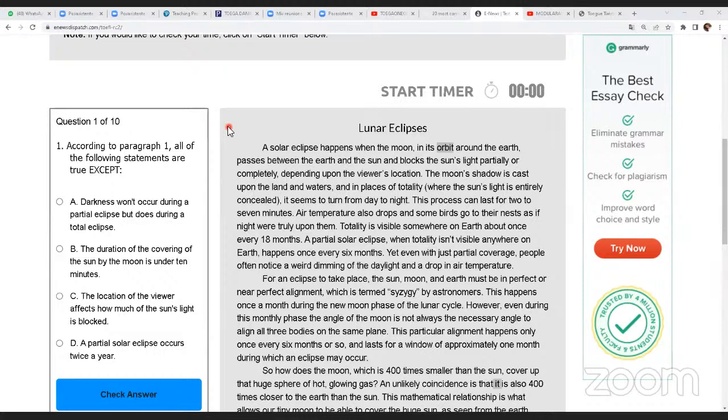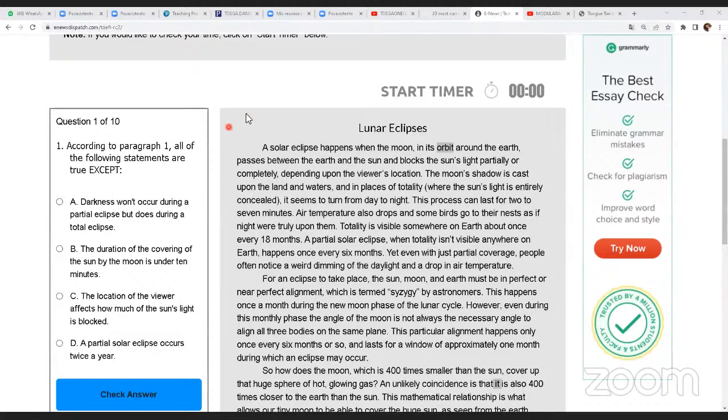This process can last for 2 to 7 minutes. Air temperature also drops and some birds go to their nests as if night were truly upon them. Totality is visible somewhere on Earth about once every 18 months. A partial solar eclipse, when totality isn't visible anywhere on Earth, happens once every 6 months. Yet, even with just partial coverage, people often notice a weird dimming of the daylight and drop in air temperature.